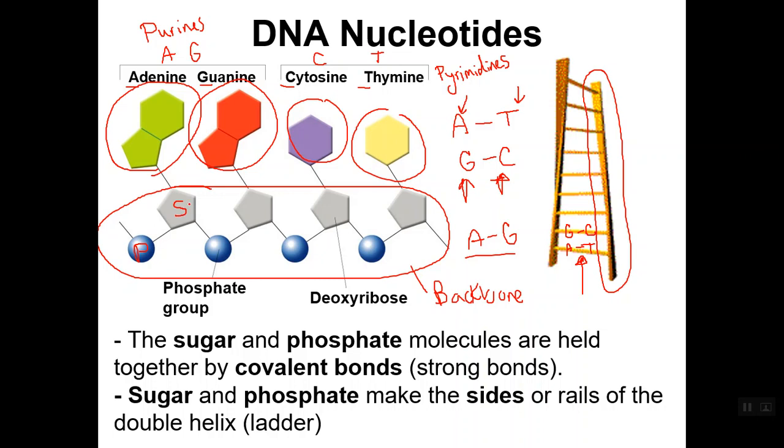Remember, the sugars are the pentagons, and the phosphates are these little balls. Go ahead and label them here. P is for phosphate, S is for sugar. Right, those are the sides, and then the rungs, the ones that you step on in this ladder, are your bases, your A's, G's, C's, and T's.